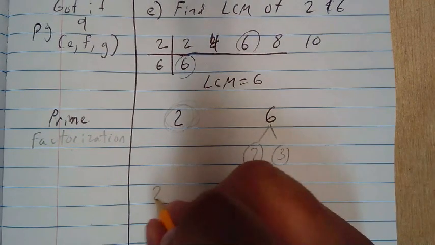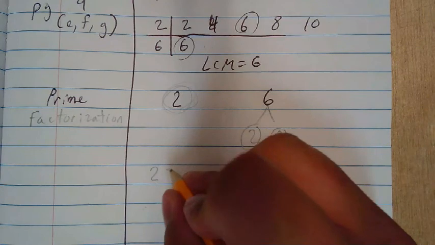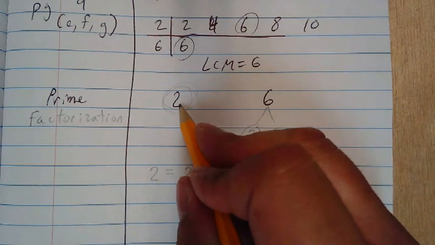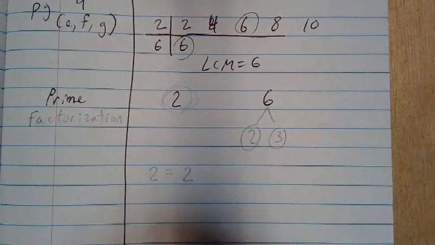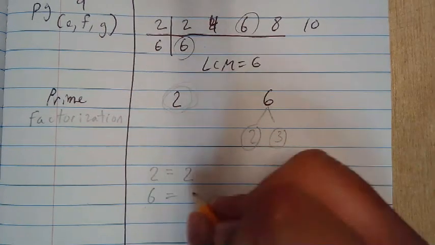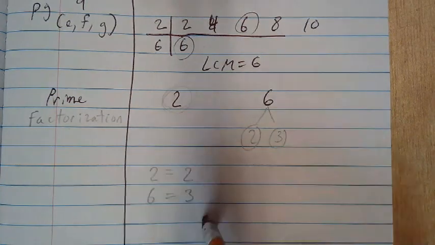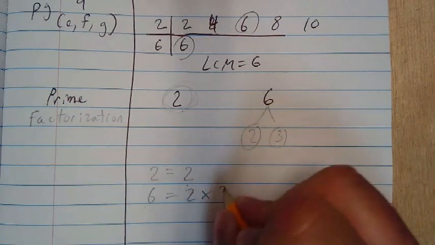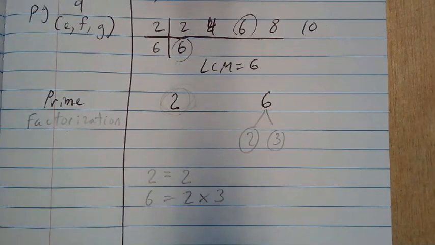Alright, so hear me out here. 2, the only factor is 2. You can say 1, but that's a given. Okay? 6, we have 2 and I write 3. 2 times 3. Now, this is where it gets a little different.